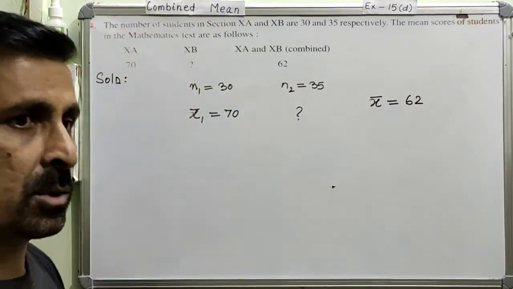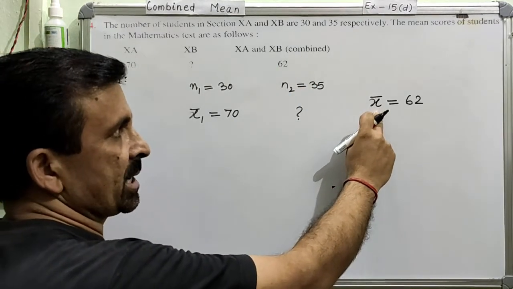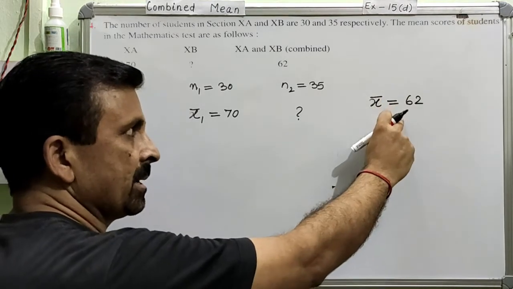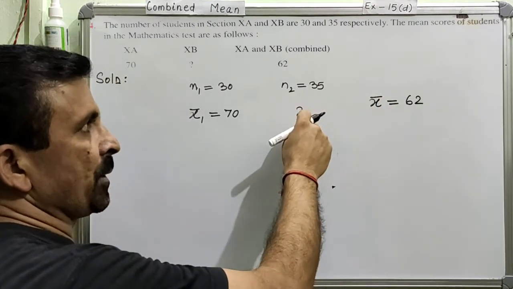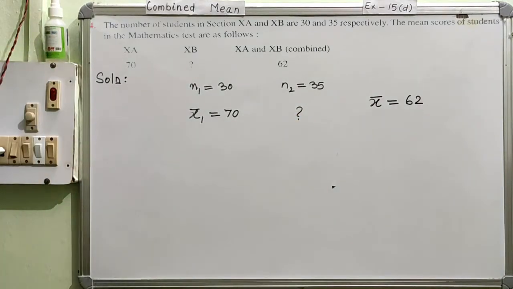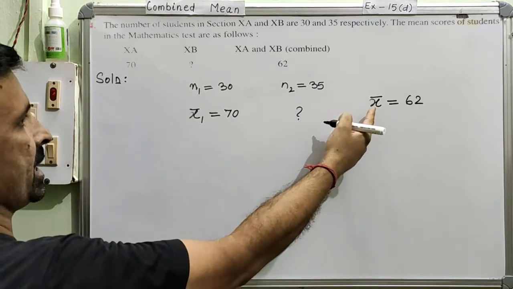Clear? So far, in the previous two questions, we calculated the x mean, that is the combined mean. But this time the combined mean is given, and then we are asked to find out one of the means. So that can be possible using the same formula. We can find out the mean. Is it very clear? So let us use the same formula in the same manner.